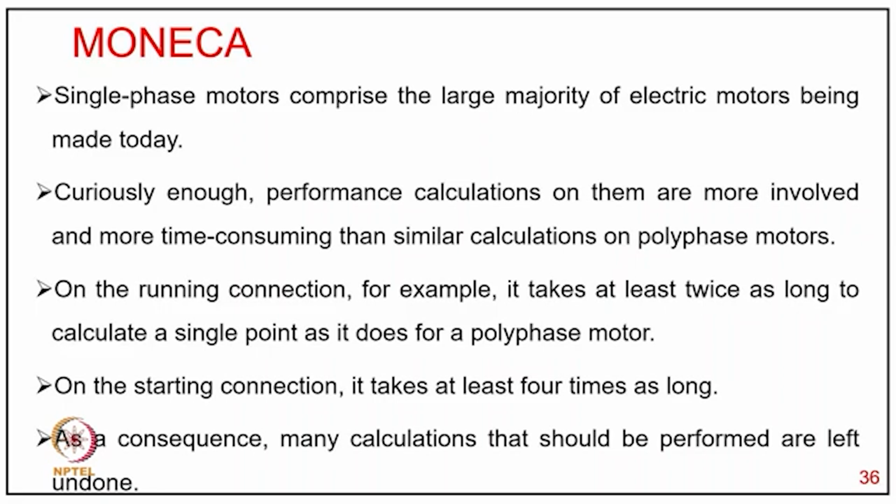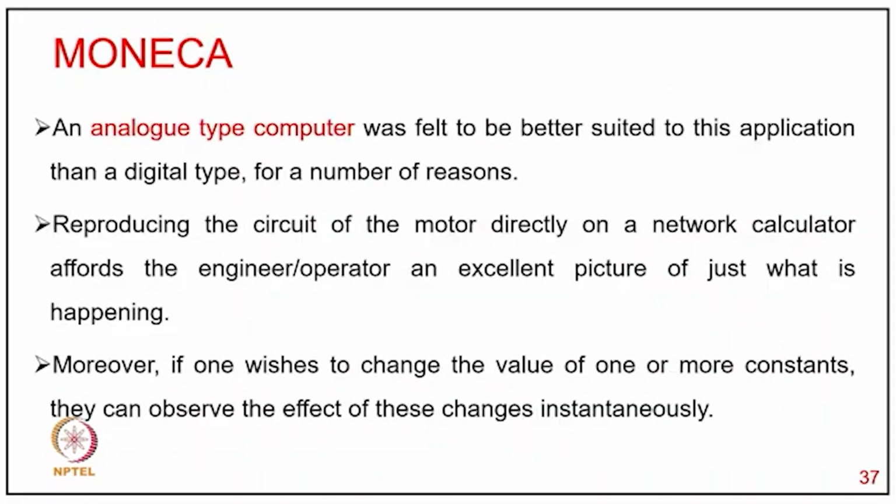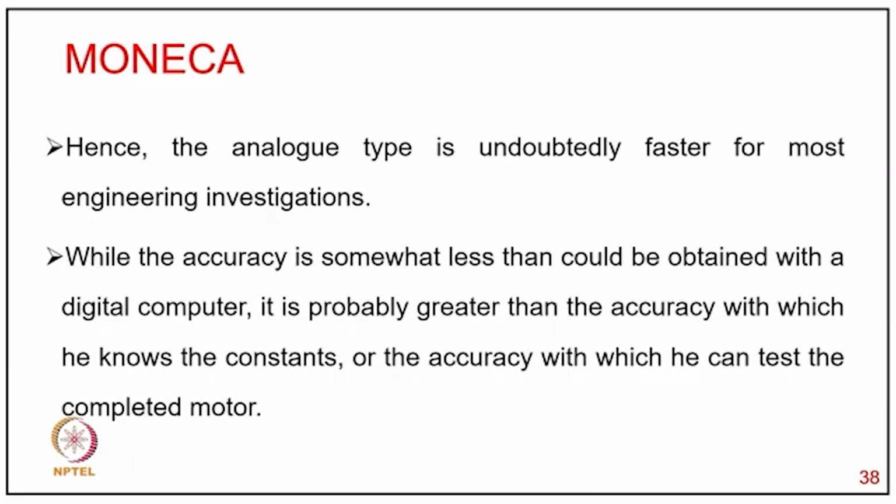On the starting connection, it takes at least 4 times as long, and as a consequence, many calculations that should be performed are left undone. So an analog type of computer was felt to be better suited for this application than digital for a number of reasons, and reproducing the circuit for a motor directly on a network calculator affords the engineer operator an excellent picture of what is happening. Moreover, if one wishes to change the value of one or more constants, they can observe the effect of the change instantaneously. Hence, the analog type is undoubtedly faster for investigation.